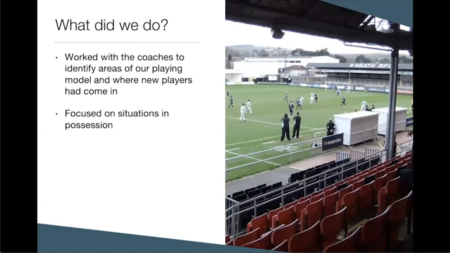So initially we focused on situations in possession. This was predominantly because we were a very possession-based team. We wanted to dominate the ball as best as possible, and especially in those earlier qualifying rounds, when we were playing against teams of a similar standard to ourselves, it was possible to dominate possession and do what we wanted to do with the ball. Therefore, we felt the most important thing was that we spent more time working on the players' understanding of possession with the ball than off the ball.